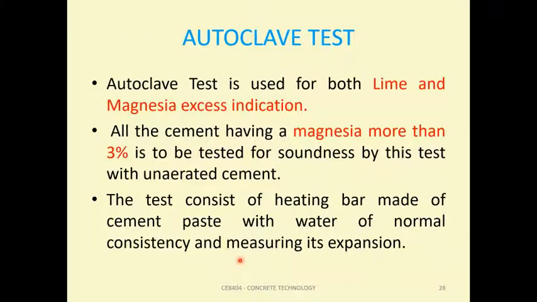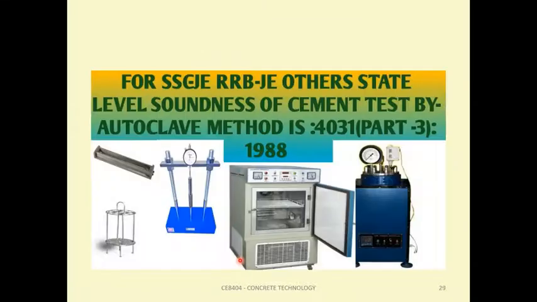The next one is the autoclave test. The autoclave test is used for measuring the free lime and magnesia indication. All the cement that has a magnesia content of more than 3% is called unsound. The test consists of a bar made up of cement paste with a normal consistency and measuring its expansion. That is, this is the mold used for the autoclave test.